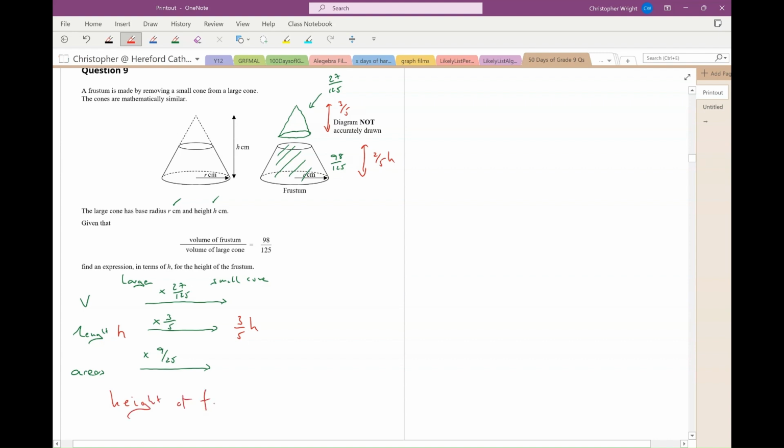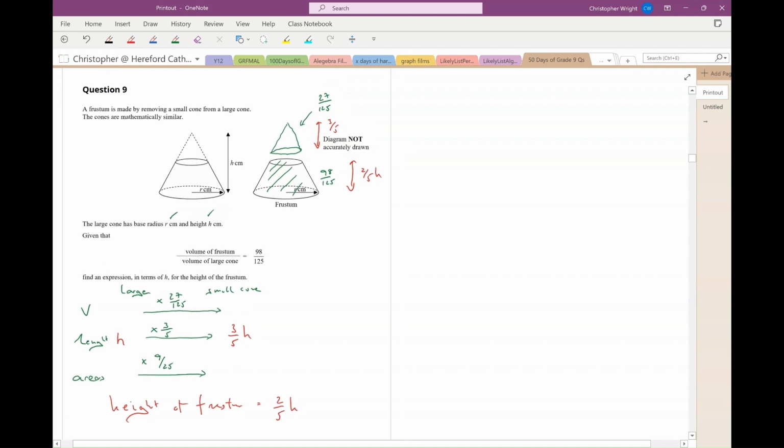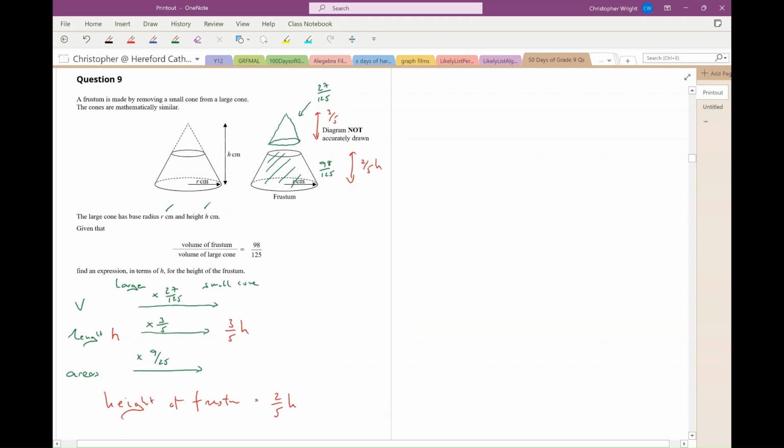Okay, so height of frustum equals 2/5 of h. And that was seemingly quite a complicated question until we broke it down into scale factors.